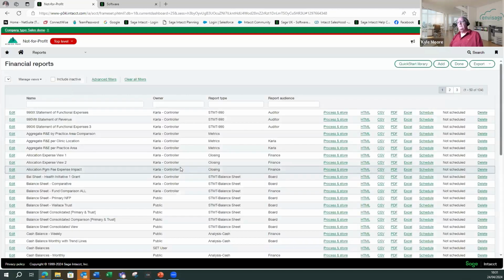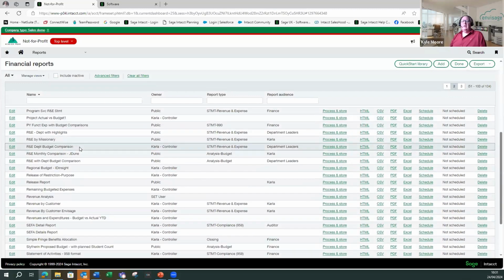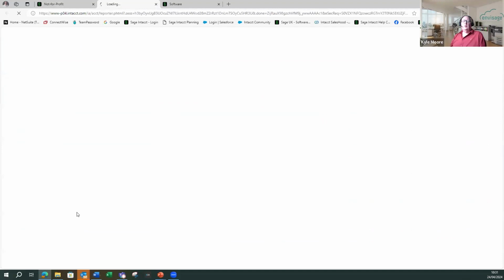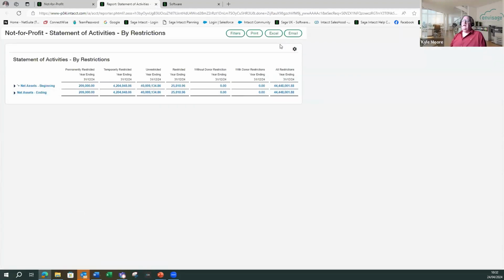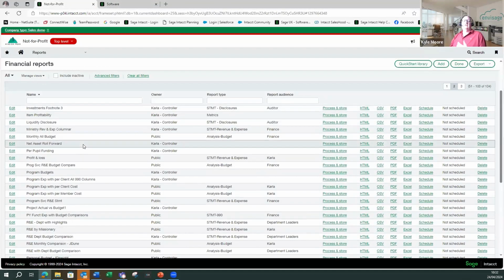Now, if we look at maybe another report, just when it comes to our restrictions, we can run a restrictions report. And again, we can see here that we have our permanently restricted, unrestricted funds, restricted funds with donor restrictions, and without donor restrictions that we have on the system here. And again, these can be emailed, sent to Excel, printed out, or we can play about with the filters to get exactly what we want, the time frames, etc. We can do that. So that's our financial reports.